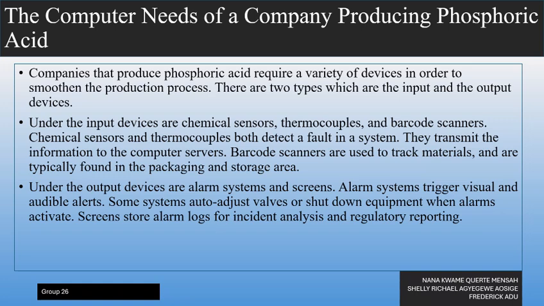Under output devices, we can find alarm systems and screens. Alarm systems trigger visual and audible alerts. Some systems auto adjust valves or shut down equipment when the alarms activate. The screens are placed to store alarm logs for incident analysis and regulatory reporting.